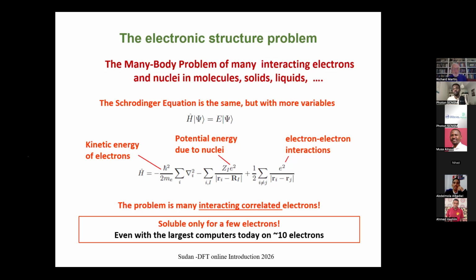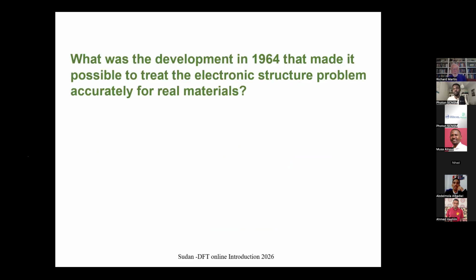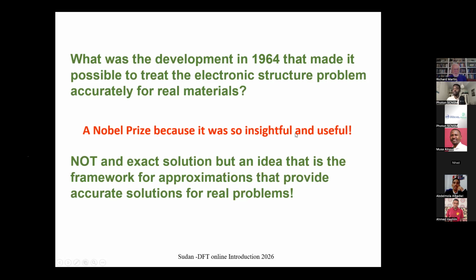There's just no way to solve large numbers of electrons, like in large molecules or in solids. So what was the development that made it possible to treat this problem for real systems? And why did it get a Nobel Prize? Because it was so useful and so ingenious. That's the word I should have used, not insightful, ingenious, because it really was.